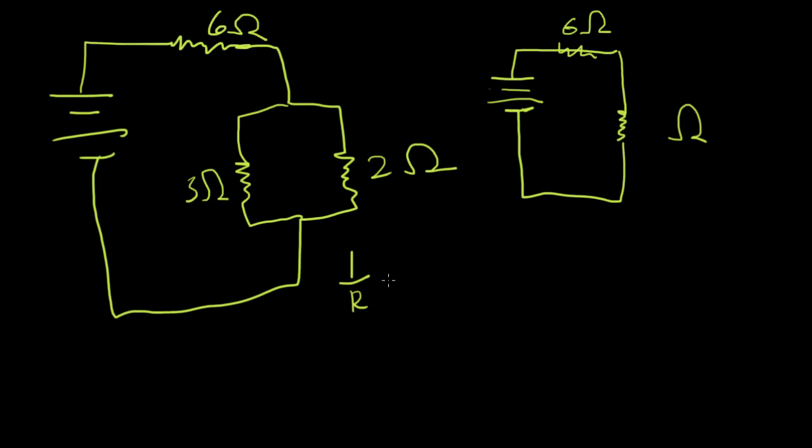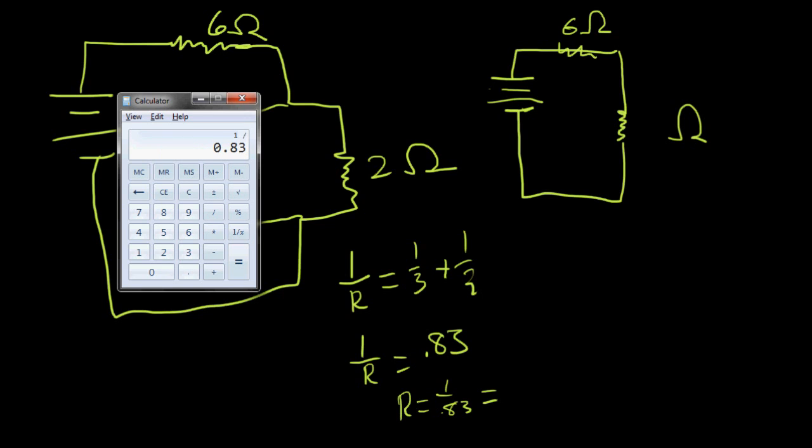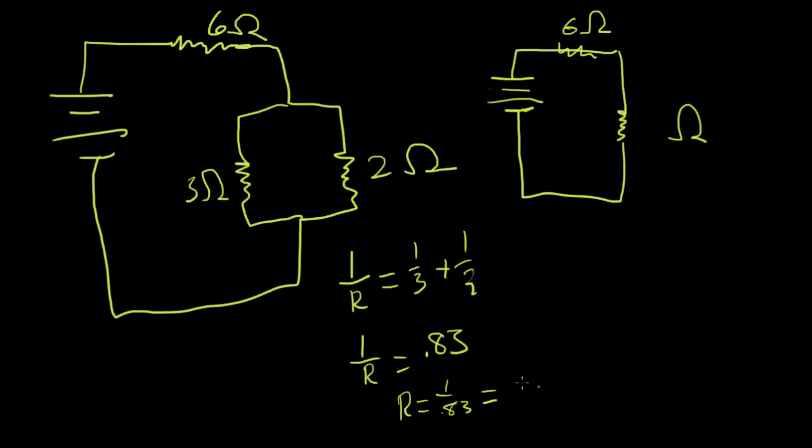Well, same thing we just did a second ago. 1 over R equals 1 over 3 plus 1 over 2. I happen to know those fractions off the top of my head. That's 0.5 and 0.33, so it's going to be 0.83. So R is going to be 1 over 0.83, which is about 1.2 ohms. And now, these are in series, so we can just add them. So our total resistance is just going to be about 7.2 ohms. Just do each step independently of the other.